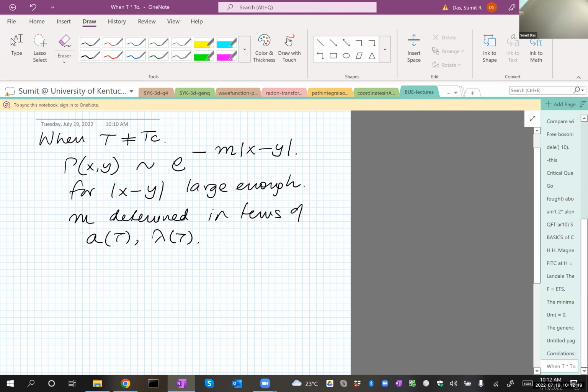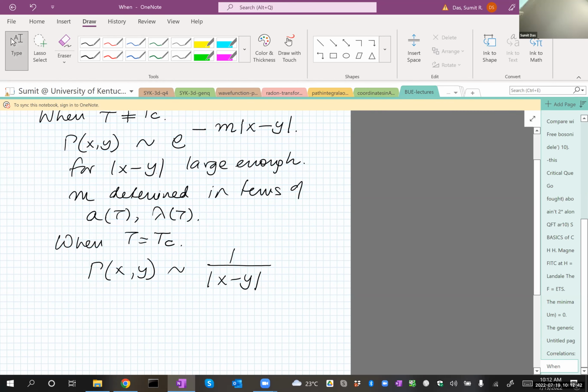But something very drastic happens when T is exactly equal to Tc. When T is exactly equal to Tc, this function, instead of exponentially dying off at large distances, goes as a power law. And I'll call this power just by name 2 times delta. Delta is some number which is determined by the theory.